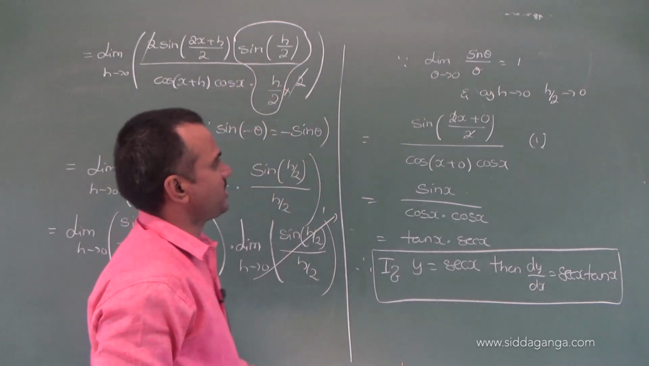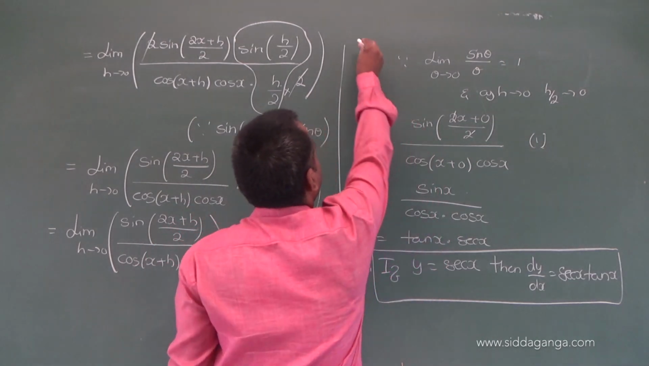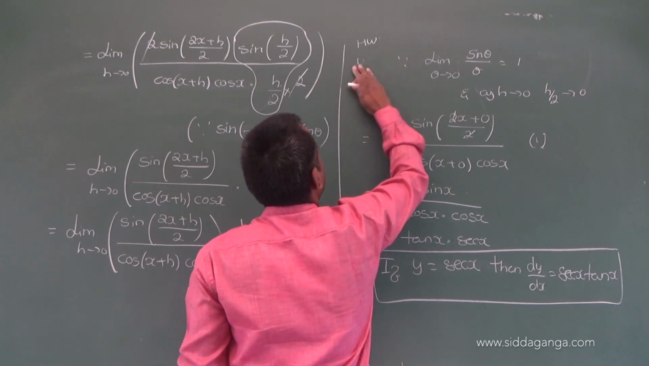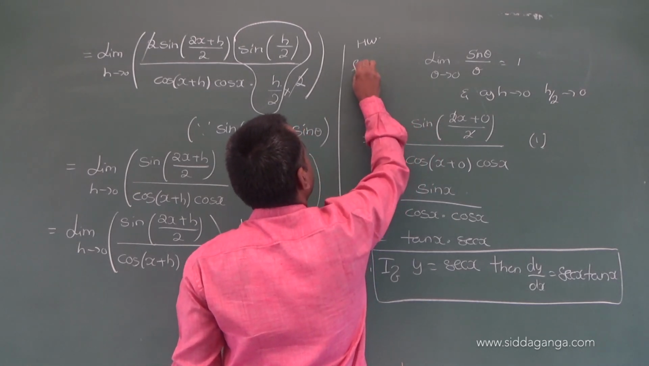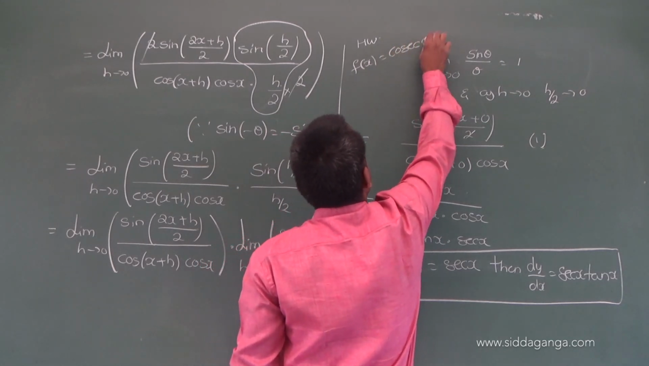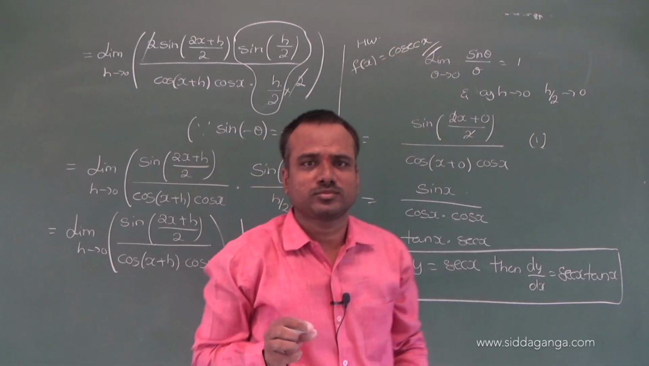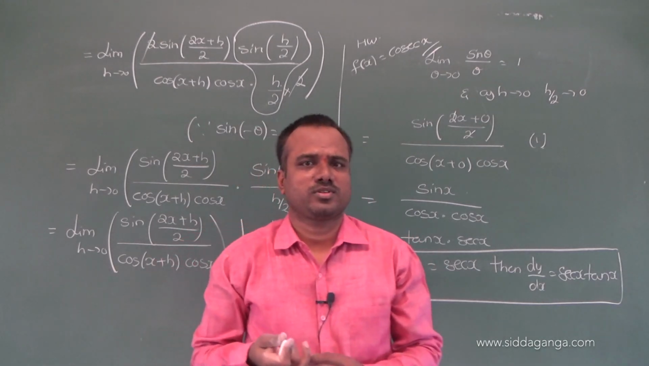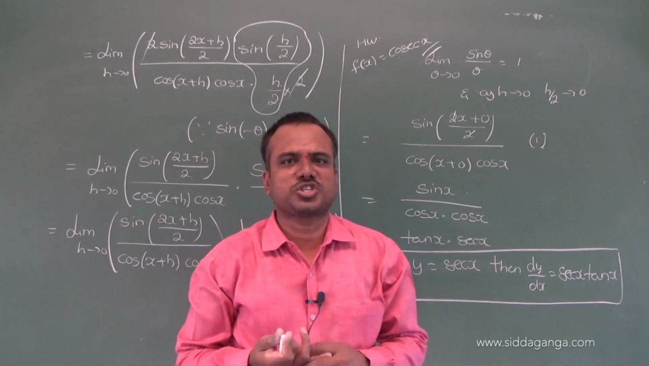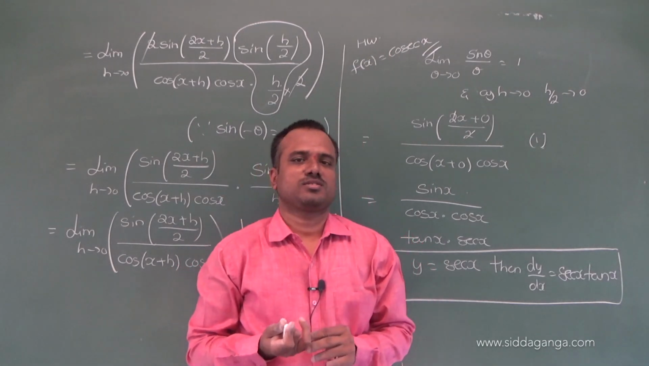In the same manner, I have given a homework. Which one? f of x is equal to cosecant x. Do it yourself. I will derive the cosecant x formula in the next class. Thank you.